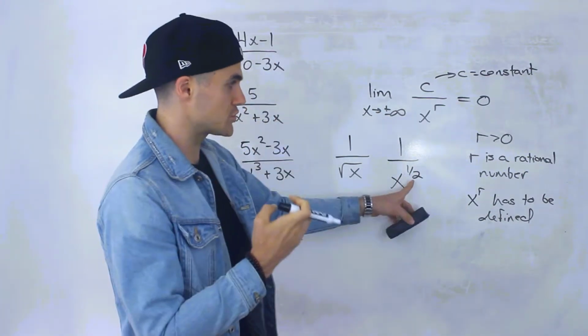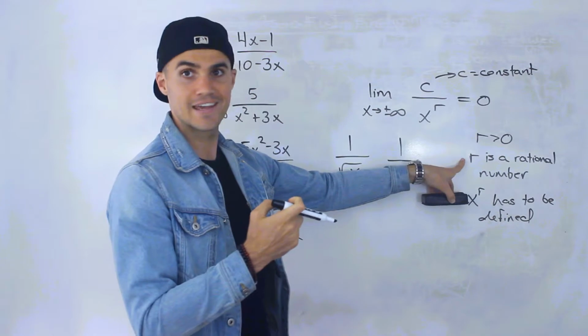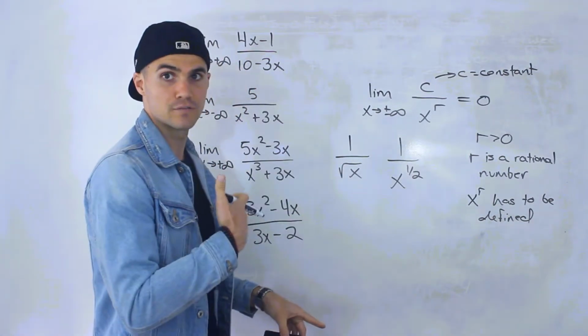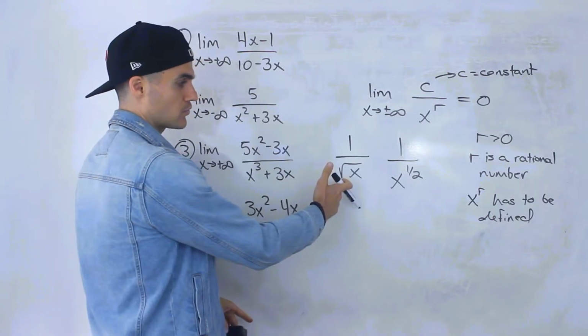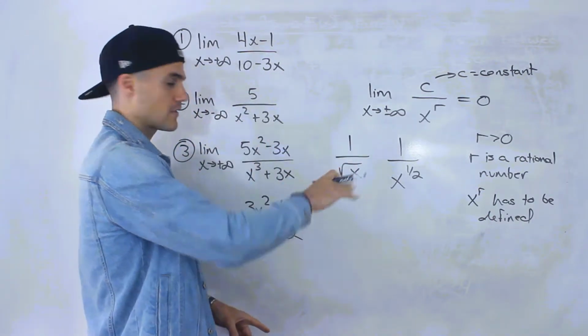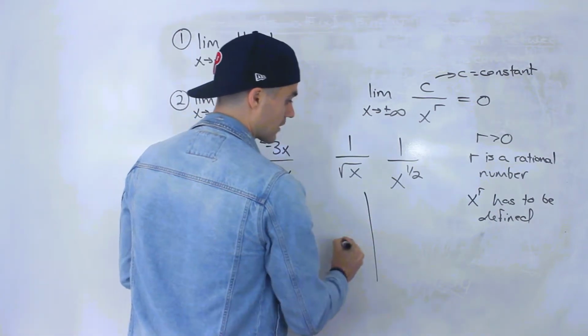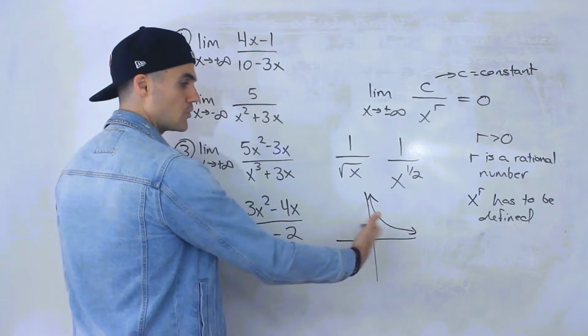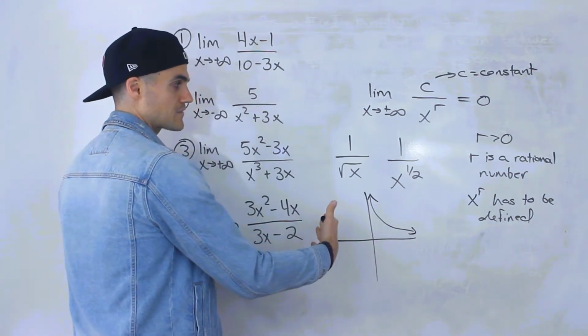Notice that 1 over 2 is greater than 0. It is a rational number. But notice that the x values can't be negative because we can't be square rooting a negative. So the domain for this function is x is greater than 0. So this graph here, it actually looks like this. So there's no negative portion. There's no negative x values.